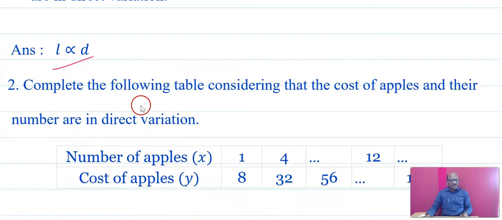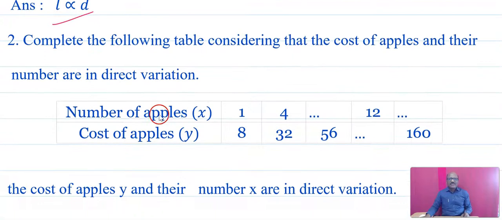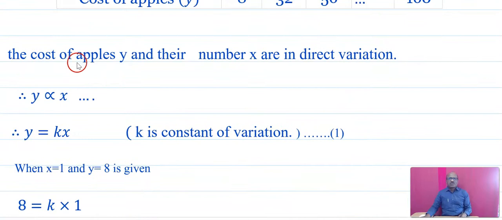Next problem. Complete the following table considering that the cost of apples and their number are in direct variation. The number of apples and the cost of apples. One apple, 8 rupees. Okay, and in this way, now fill in the blanks. The cost of apple y and their number x are in direct variation. Therefore, y is directly proportional to x. Therefore, y is equal to kx, where k is a constant of variation. And this is the equation.